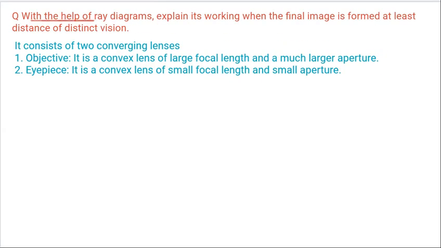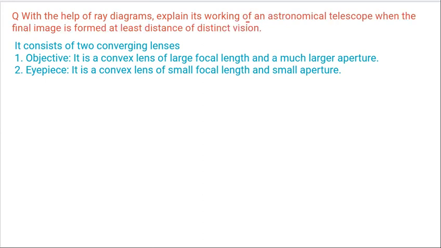So with the help of the ray diagram, we will explain the working of an astronomical telescope when the final image is formed at the least distance of distinct vision. Just like the compound microscope, we will categorize this astronomical telescope in two categories. The first category will be when the final image is formed at the least distance of distinct vision. So first, let us study this condition.